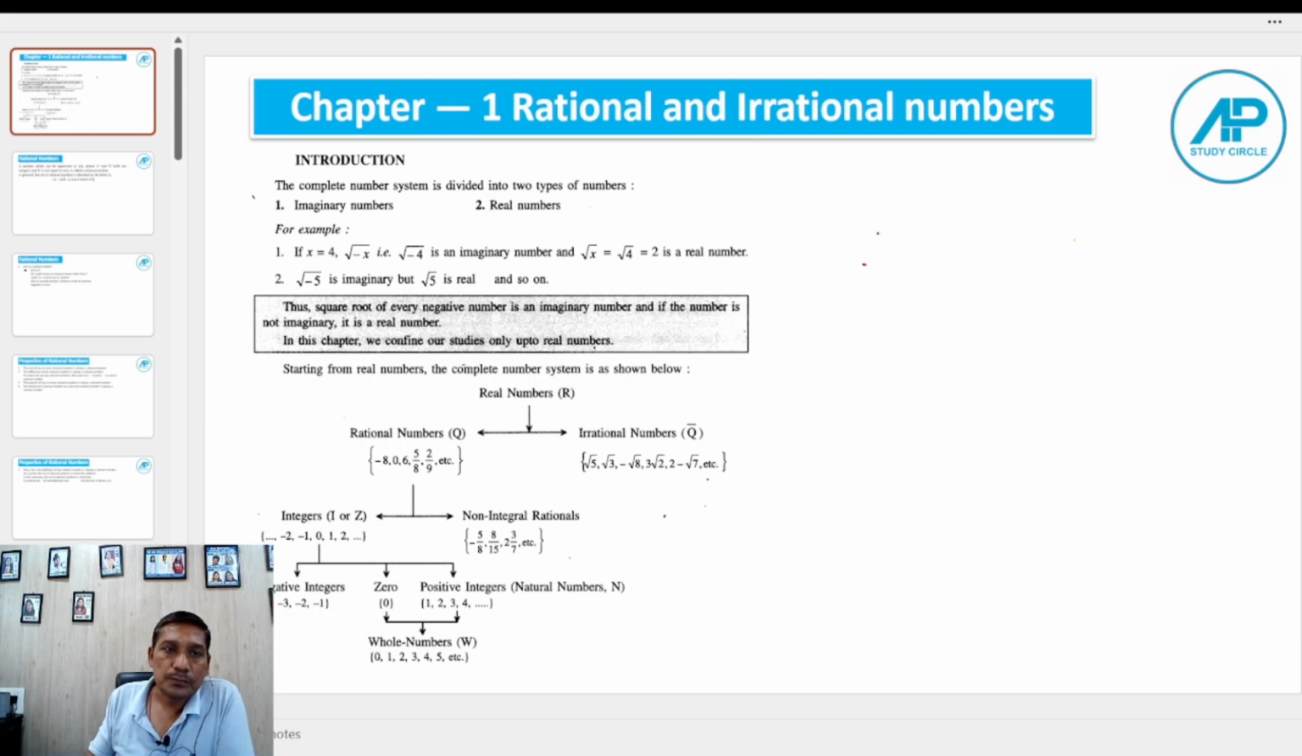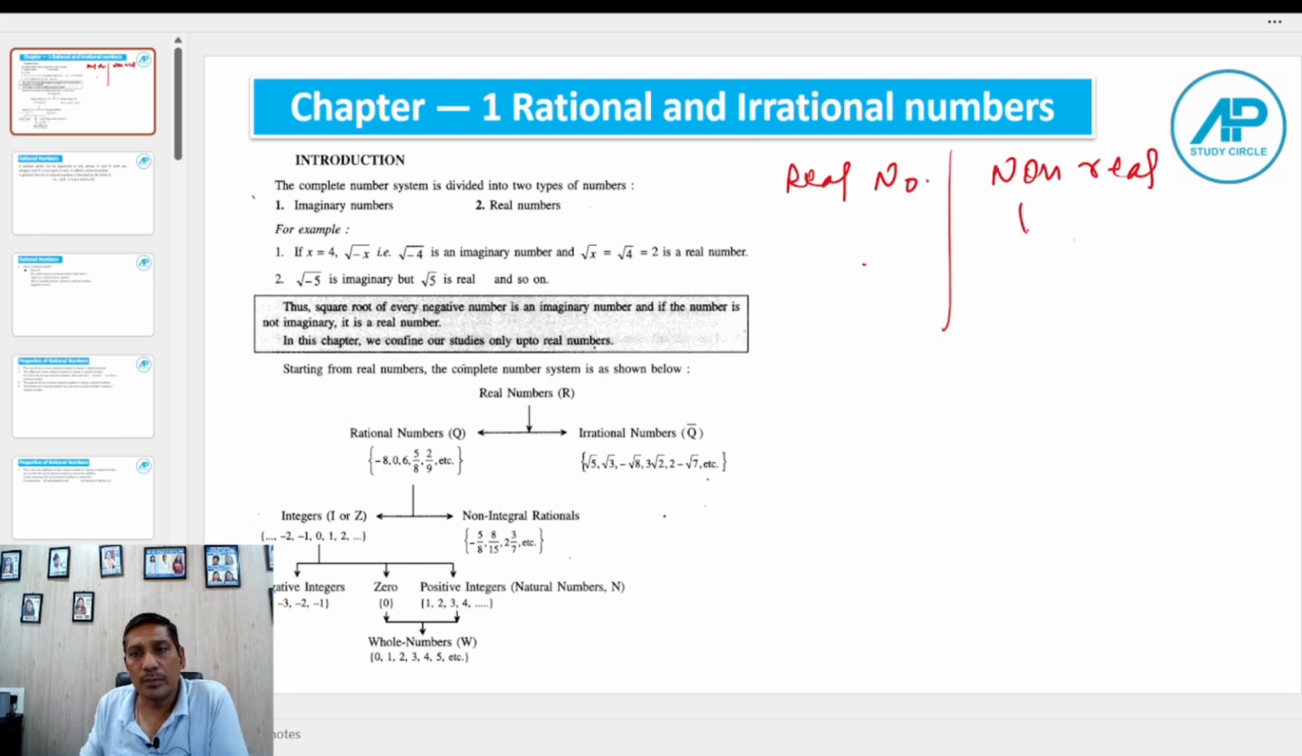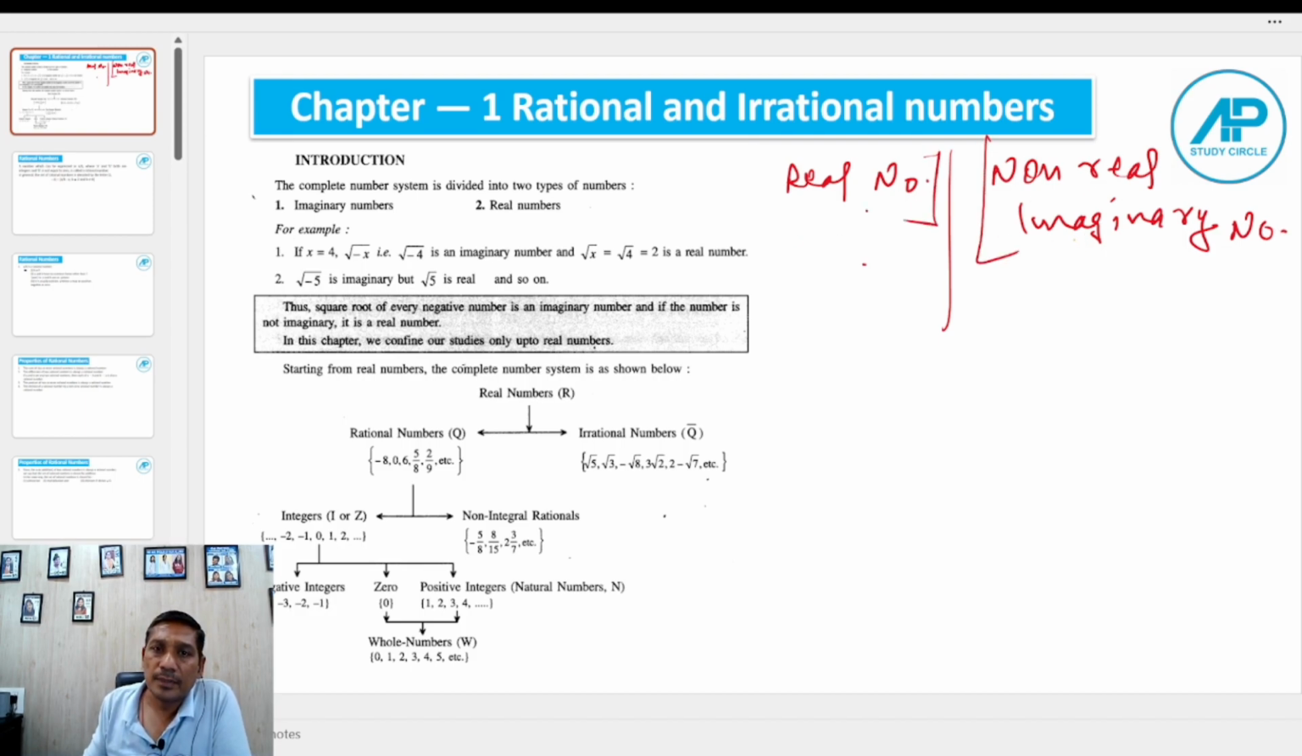Let's start बच्चों. So अभी मैं शुरू करता हूँ यहाँ पर कि numbers की categories कितनी होती हैं. So broadly you see I divide numbers into real numbers and those numbers which are non-real numbers. Non-real numbers को इमेजिनरी नंबर भी बोलते हैं, और बाकी सारे नंबर्स एक सेट में आते हैं जो कि एक रियल नंबर का सेट होता है.